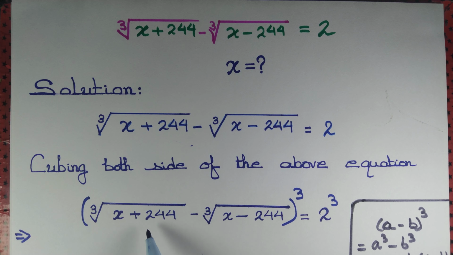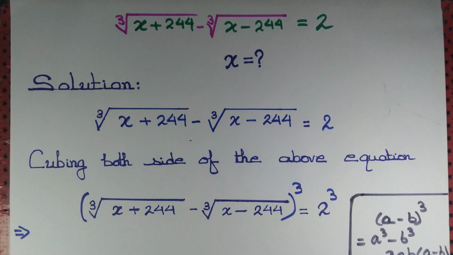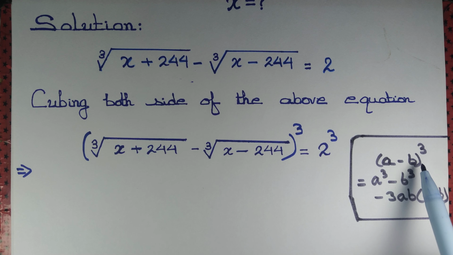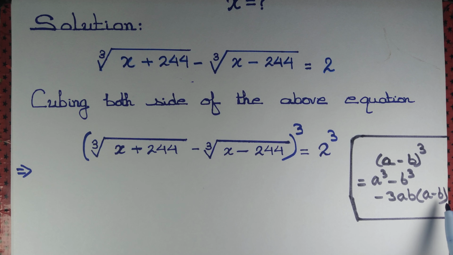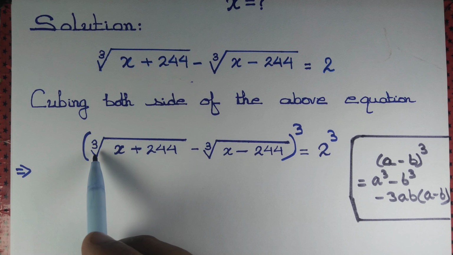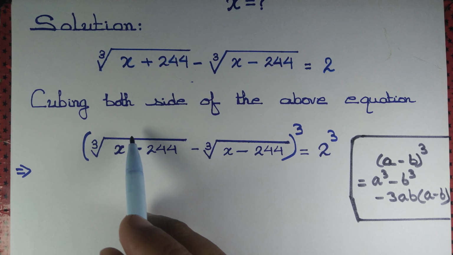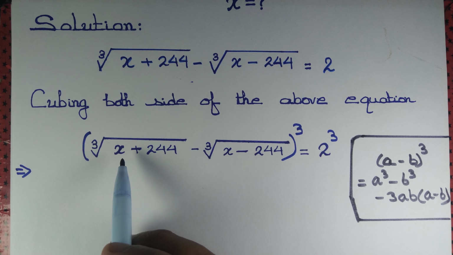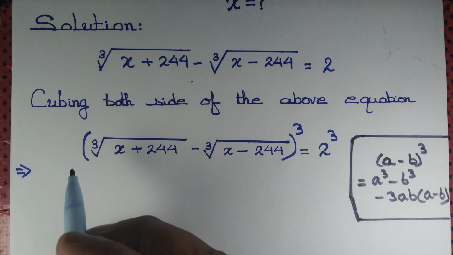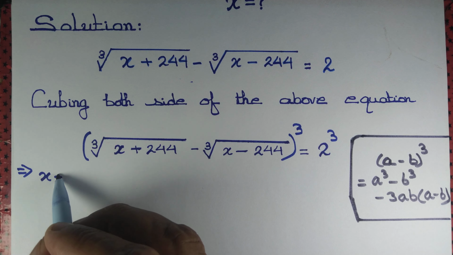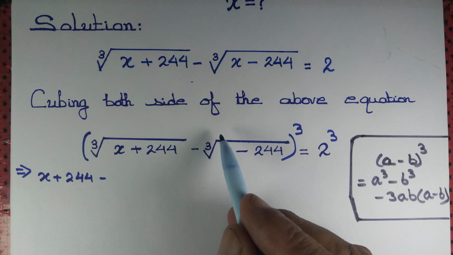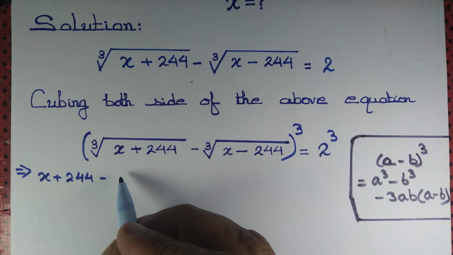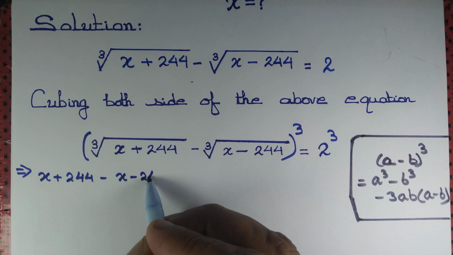Now we get an expression like a minus b whole thing cube, and we know the formula for it: a minus b whole cube equal to a cube minus b cube minus thrice ab into a minus b. Let's do it. A cube, cube root of a whole thing cube is simply a, so this can be written as x plus 244, minus b cube, that can be written as x minus 244.